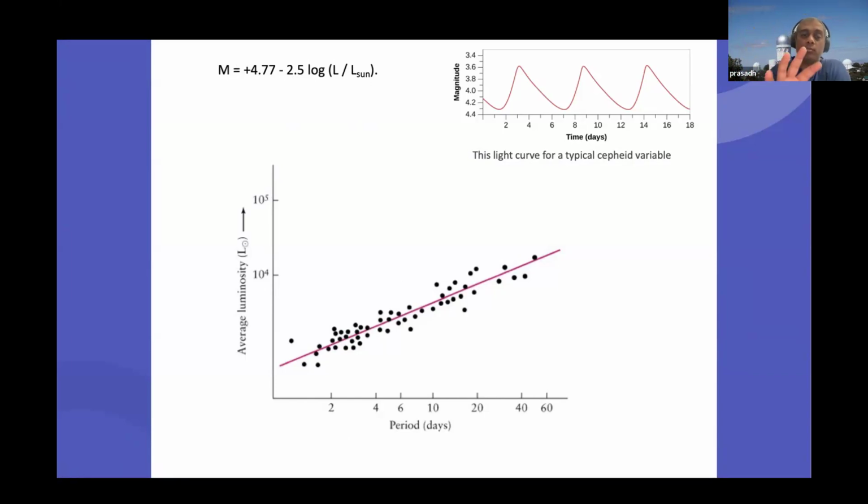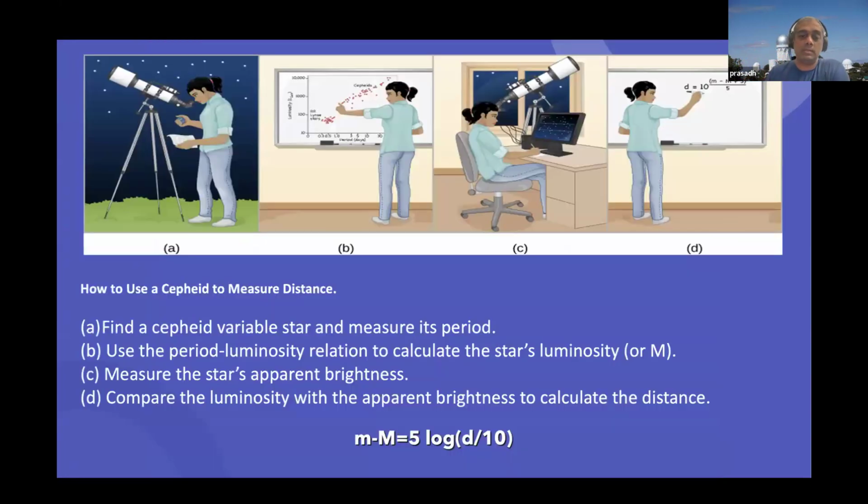Now, once this period-luminosity relationship is well established, and this is actually very famous in astronomy, this is the method you can use. As you see in diagram A, you observe the Cepheid variable star and try to measure its period, how long it takes to vary its brightness and come back to the initial position.